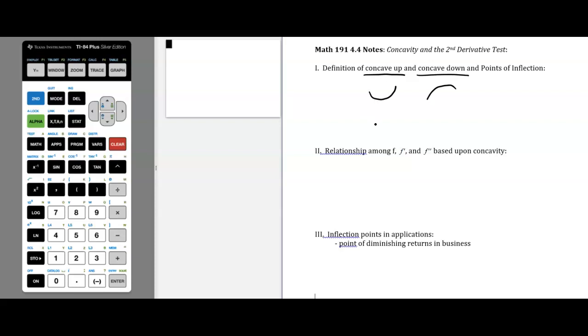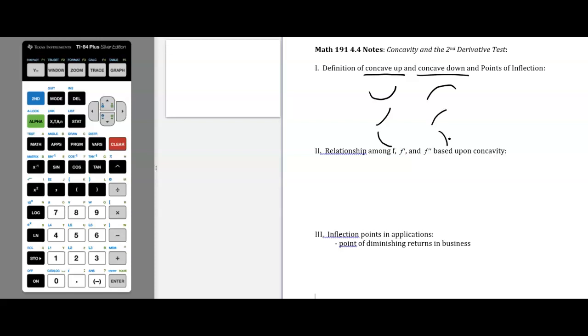Even something like this would be concave up, and you could have concave up like that, and like this as well. So you could have an increasing function that's concave up, and you could have a decreasing function that's concave up. And then concave down, you could have a piece that goes like that, and likewise a piece that goes like that.